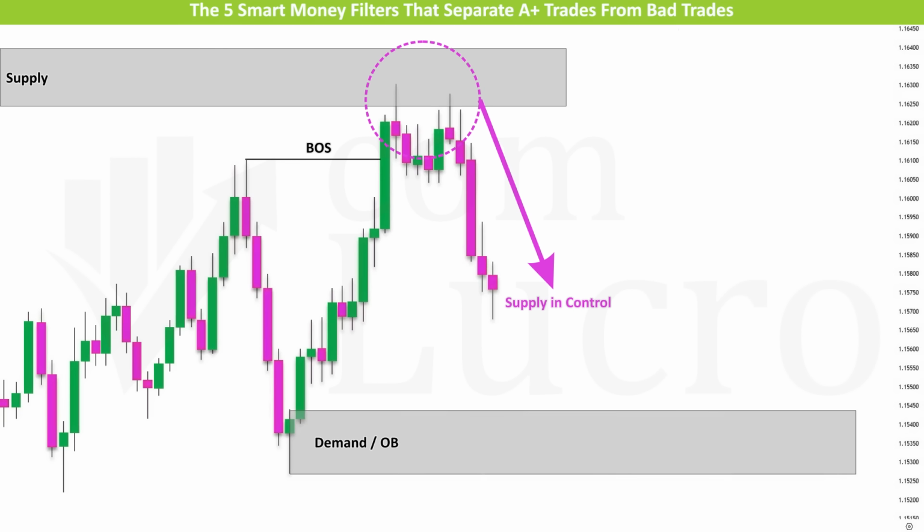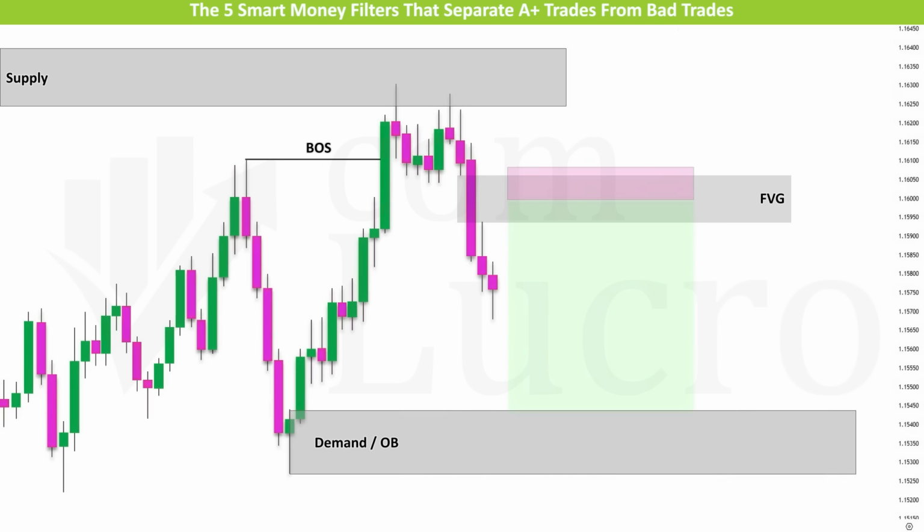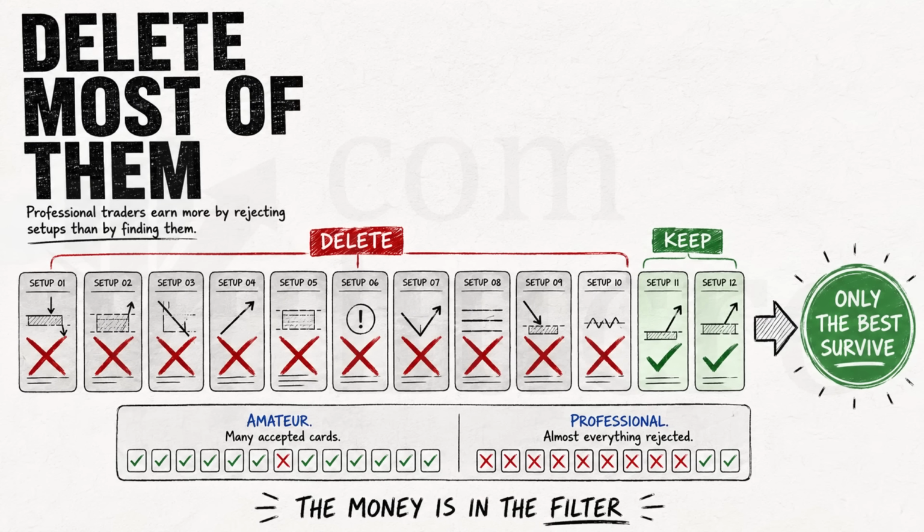If you are applying smart money concepts on your charts, you are probably seeing dozens of setups that look perfect every single day. But here is the uncomfortable truth. A professional trader would delete almost all of them. And that deletion, not the analysis, is what separates the traders who compound from the traders who bleed.